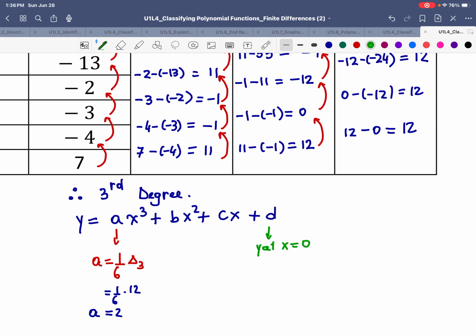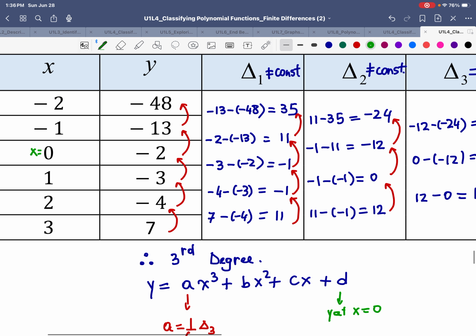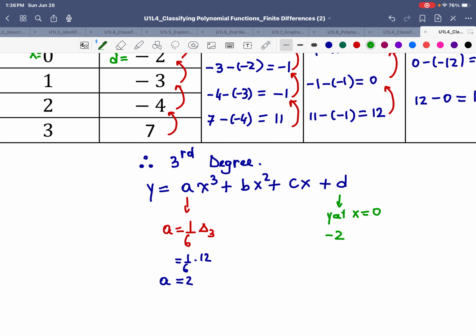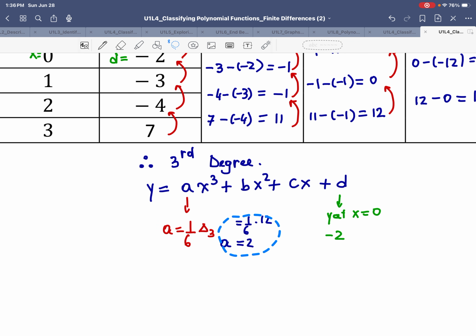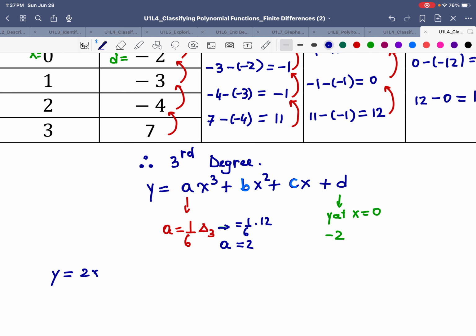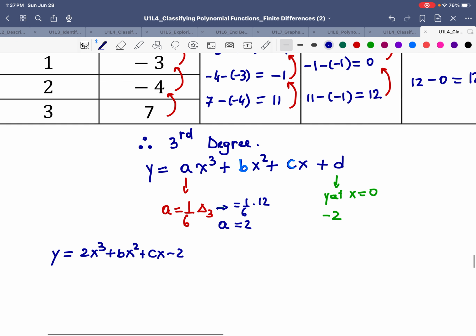And when you look at the table of values, at x equals 0, we have the y value of negative 2. This is going to be our constant term of negative 2. So what that means is that we're now ready to get to the coefficients b and c. That's what we're missing. So first we're going to write the equation that we have created. So this would be y equals 2x cubed plus bx squared plus cx and then minus 2.